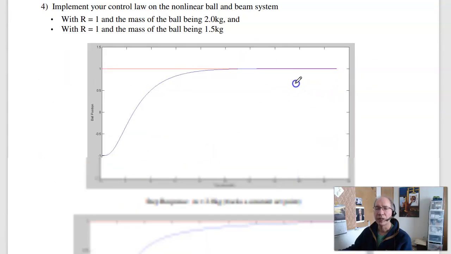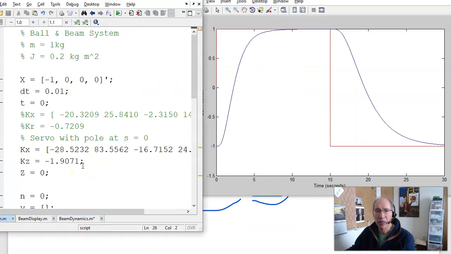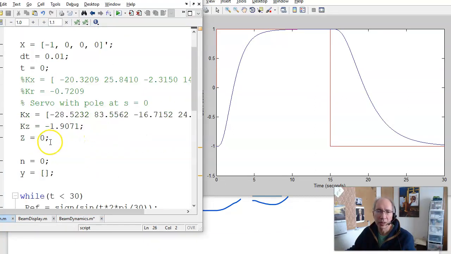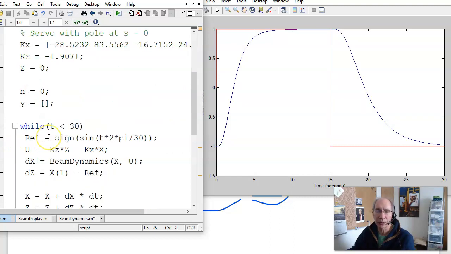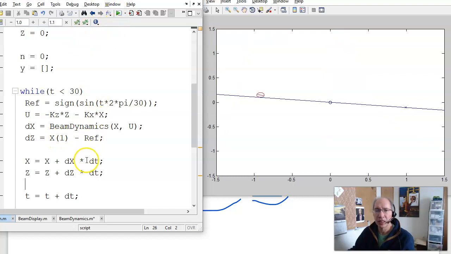Now for the nonlinear system. For the nonlinear system, I have to modify the code a little bit. Instead of one gain, I've got Kx and Kz. My servo state, I'm going to start the integrator at z equals 0. And then my control law is now minus kz times z minus kx times x. I've got this extra state, the integrator, the servo compensator, whose input is the difference between the output and the set point. Integrate x, integrate z.